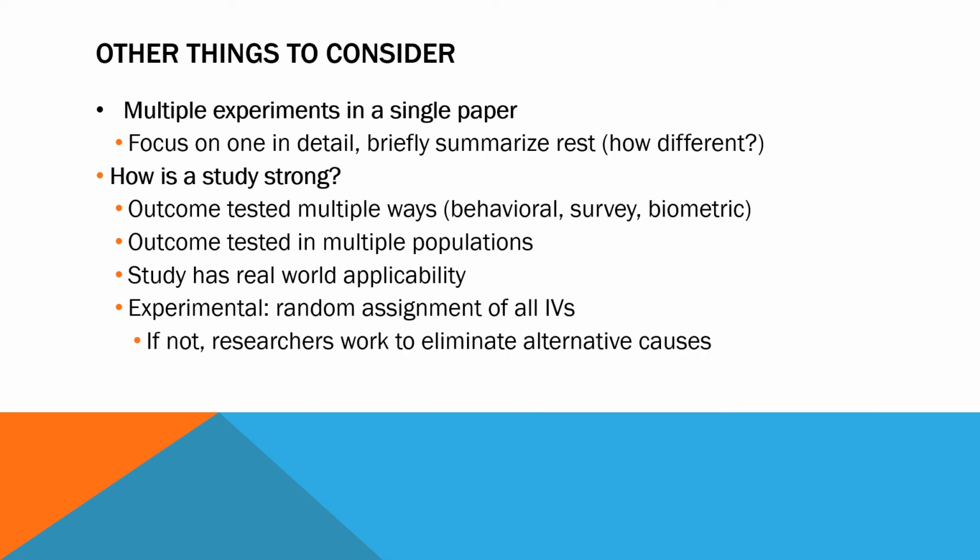Once again, not all studies can be randomly assigned. You can't randomly assign something like gender or personality, but people still wish to study it, and it's still a valid question to ask. It's just not something that can be randomly assigned, making it quasi-experimental. If the researchers haven't randomly assigned their variables, have they worked very hard to control for alternative causes, and have they worked you through their process?